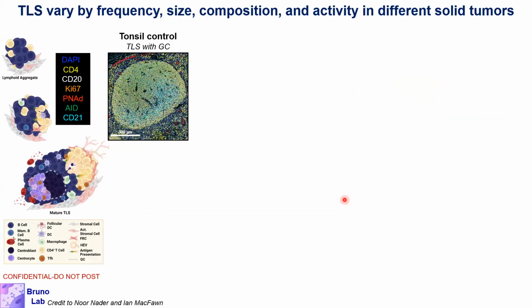Okay, so to paint a picture of this complexity, here is our multispectral panel that I introduced to you with the markers that I mentioned with 3 different TLS states. Here's a tonsil from a normal individual like you or I that does not have cancer. And they have a germinal center. They're encapsulated. It's very, very clear that this is a structure.